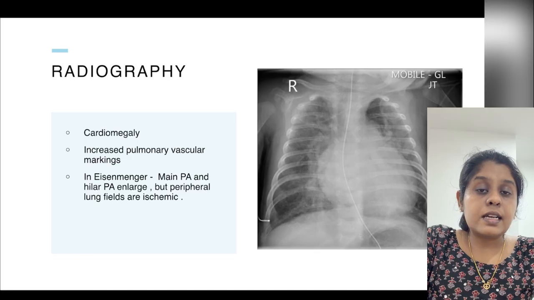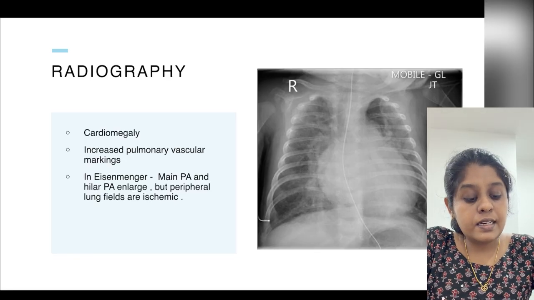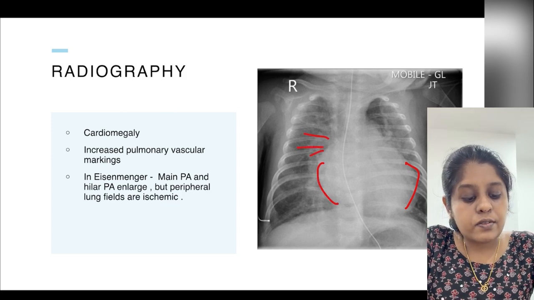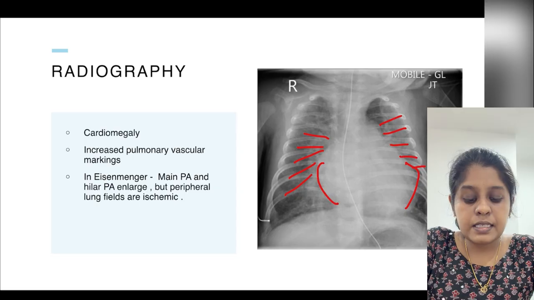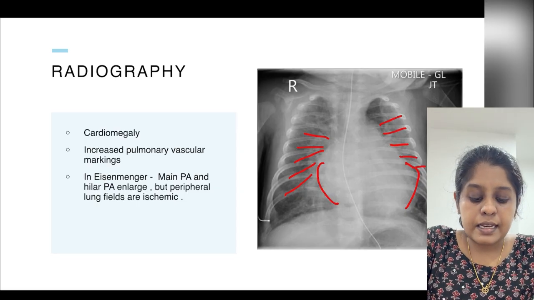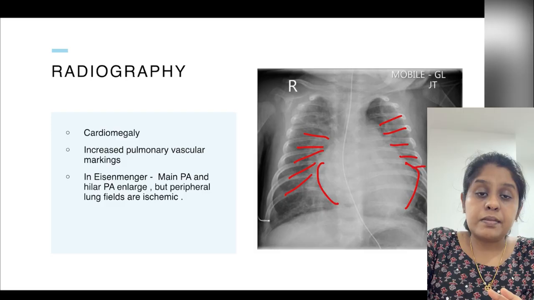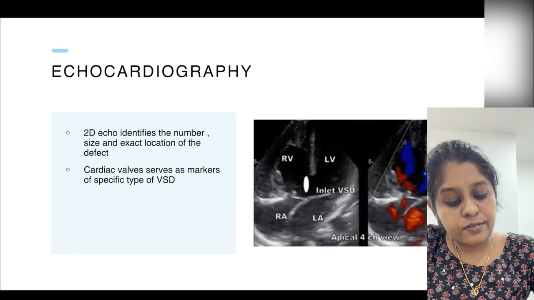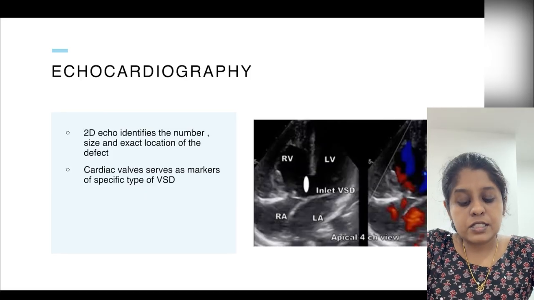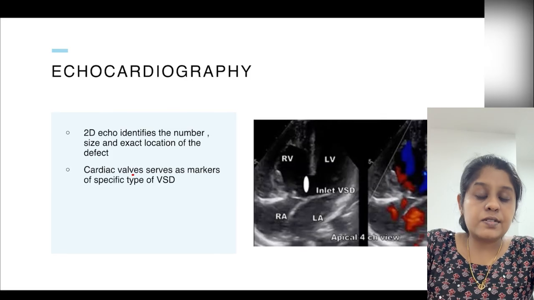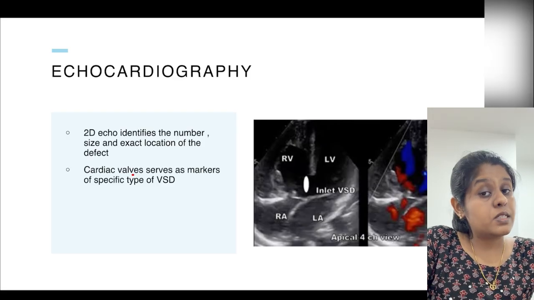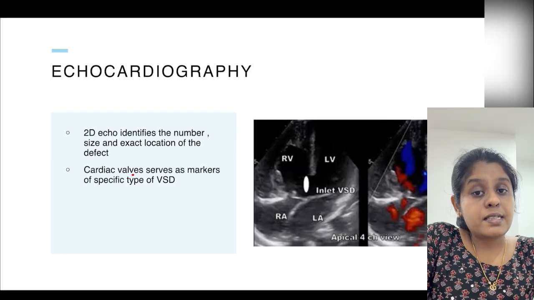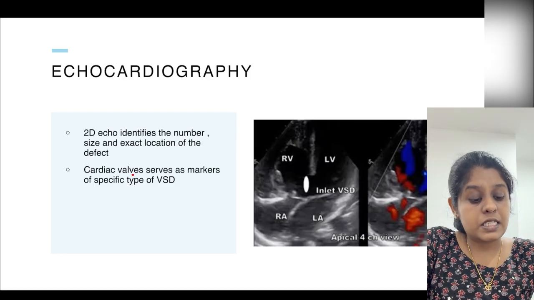Then coming to the radiological findings, so whatever pathophysiology we have learned, because of the biventricular hypertrophy there will be cardiomegaly, and because of the overflowing of the lungs there will be increased pulmonary vascular markings. In Eisenmenger, the main pulmonary artery and hilar pulmonary arteries will enlarge, but the peripheral pulmonary fields are ischemic. Coming to the echo, 2D echo identifies the number, size and the exact location of the VSD, and cardiac valves will serve as markers for the specific type of VSD. Because we studied 4 different types of VSD, to know which is which, it is the cardiac valves that will help us to find which type of VSD we are dealing with.